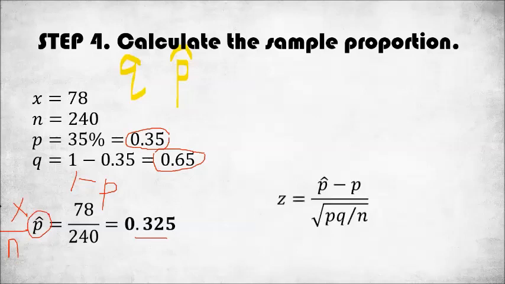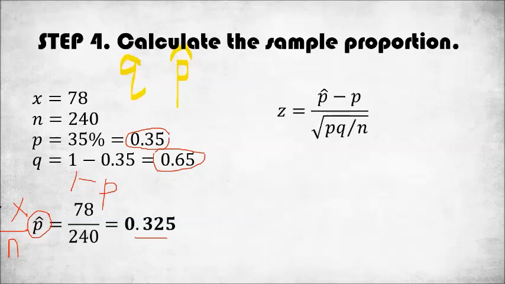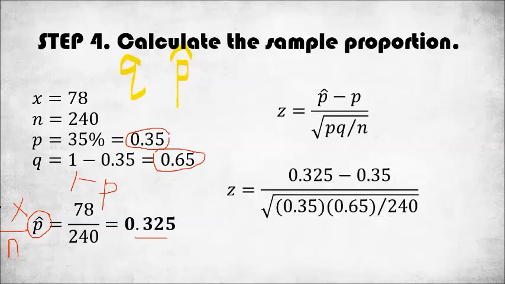So Z is equal to P hat minus P divided by the square root of P times Q over N. And then substitute all the given values. P hat is 0.325 minus P, that is 0.35, divided by the square root of P times Q, 0.35 times 0.65 over N, that is 240.